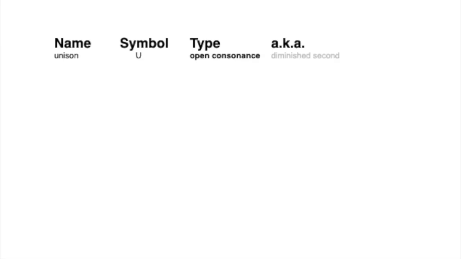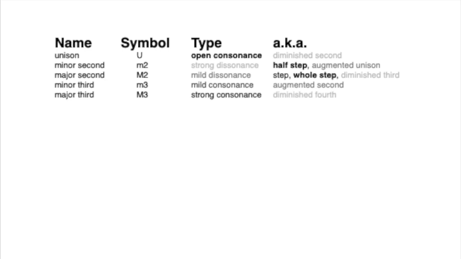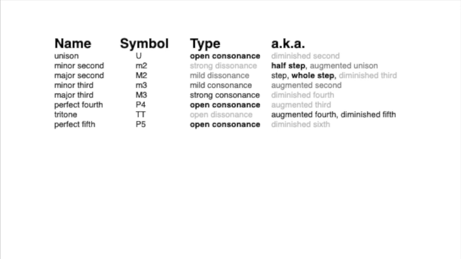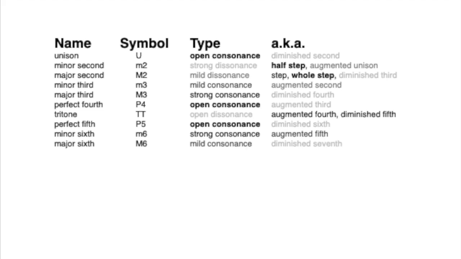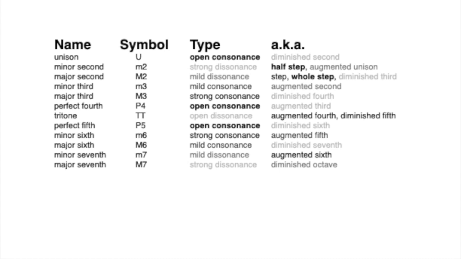Unison, the minor second, the major second, the minor third, the major third, the perfect fourth, the tritone, the perfect fifth, the minor sixth, the major sixth, the minor seventh, the major seventh, and the perfect octave.